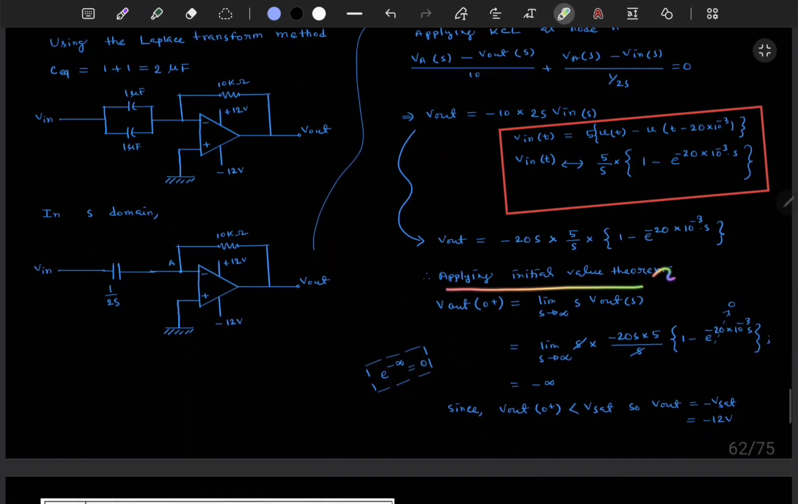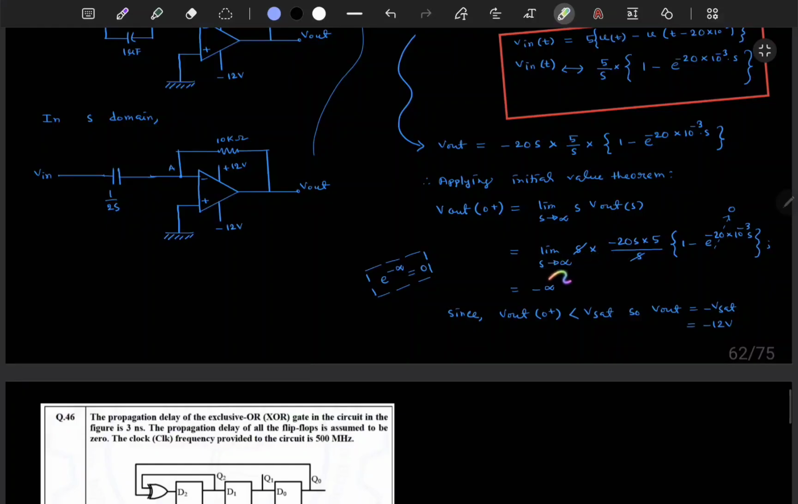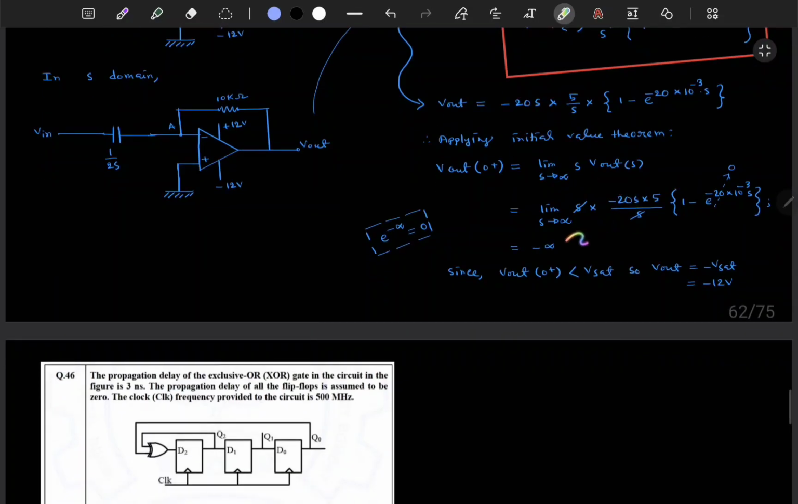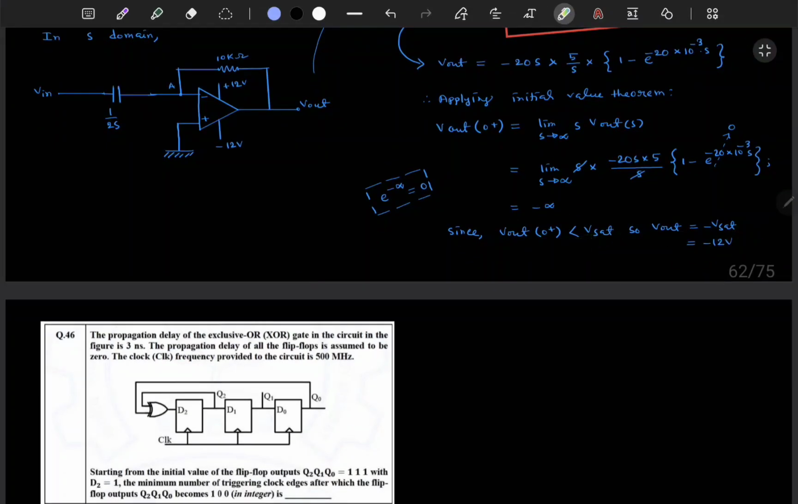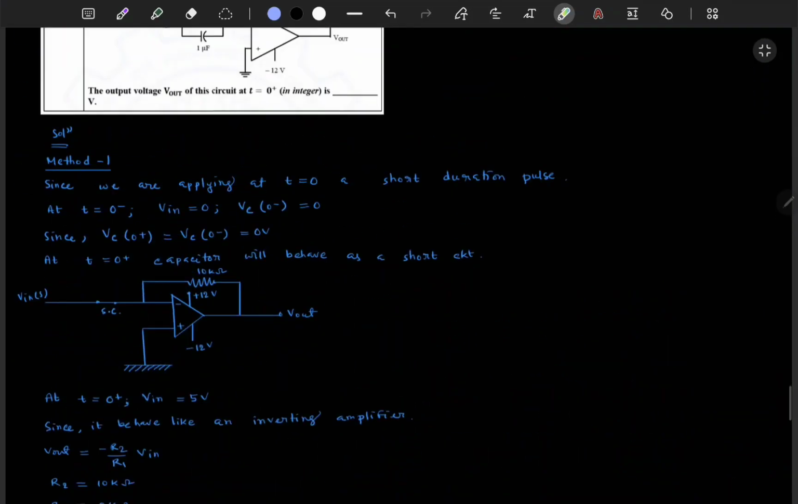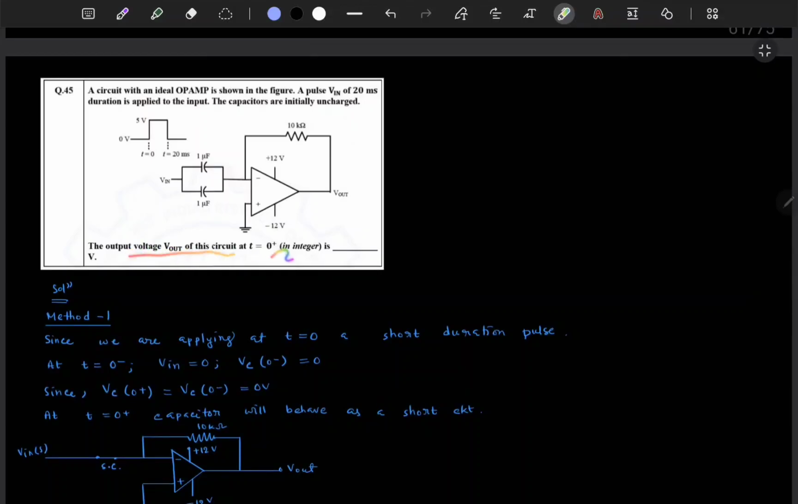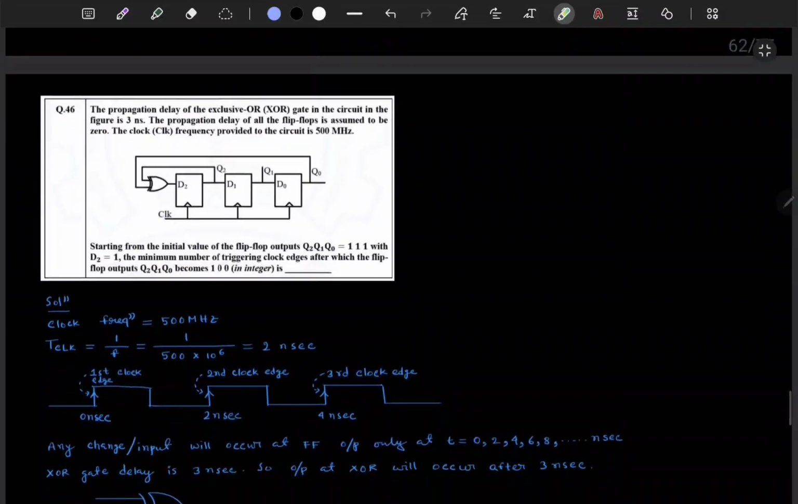Now applying the initial value theorem, V out at 0 plus is the limit s tends to infinity of s into V out s. By calculation you will get minus infinity. Again it cannot exceed the saturation voltage, which is minus 12 volt on the negative side, so output will be minus 12 volt. This is the answer. So the output voltage V out of this circuit at t equal to 0 plus will be minus 12 volt. Now moving on to the next question.